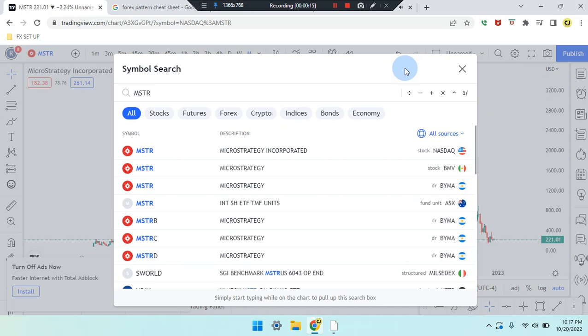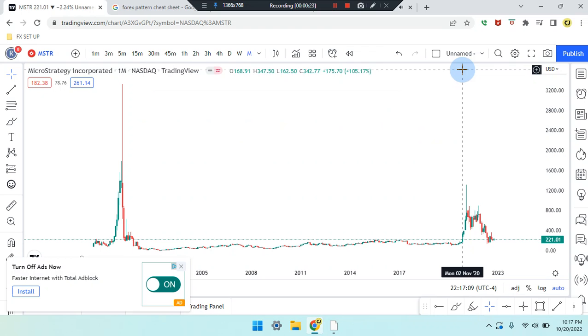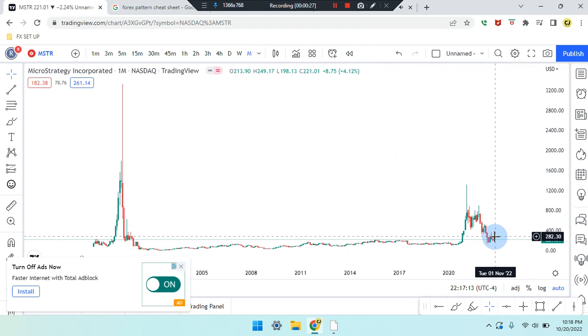Okay, everyone, this is Cam Jones, FX Daily Analysis, and we are marking up MSTR stock. We are on a monthly time frame. Price action, last candle to the right hand side is a bullish green candle.